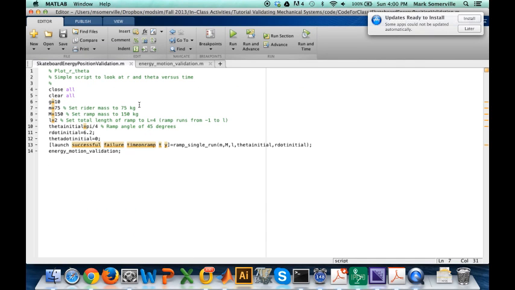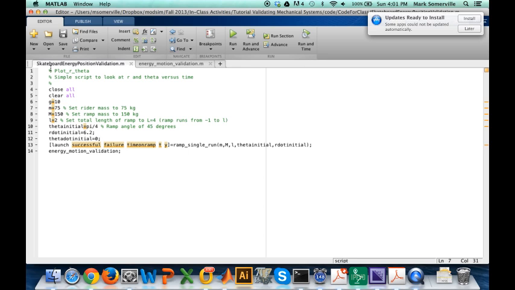So in this video, we're going to actually look at the MATLAB associated with the skateboarder validation that we talked about in the last video. In the last video, we went through what the kinetic energy of the rider was, what the potential energy of the rider was, and so forth. In this video, we're actually going to look at that in MATLAB and try to make some sense of it. You've seen this code last semester, but I thought it was worth resurrecting it in order to connect a little bit better to some of the things we're doing this semester.